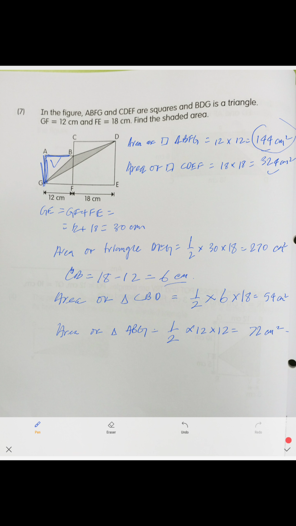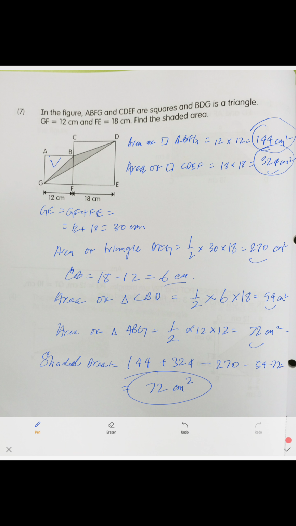That's it. So rectangle plus rectangle minus all triangles, 1, 2, 3, right? So shaded area is equal to what? 144 plus 324. Those are our small and big squares, right? Minus triangles, 270 minus 54 minus 72. And our answer is 72 square centimeters, right? 72 square centimeters.